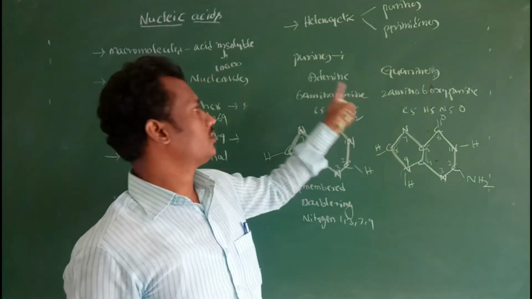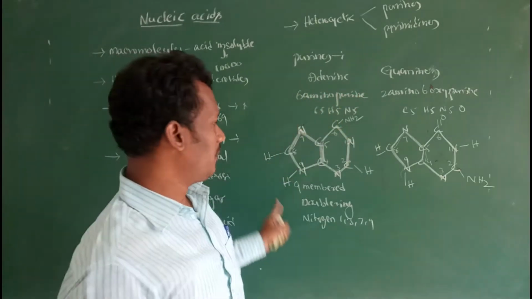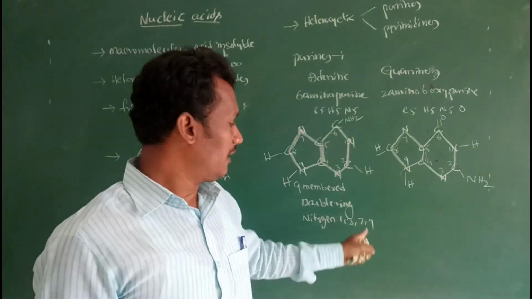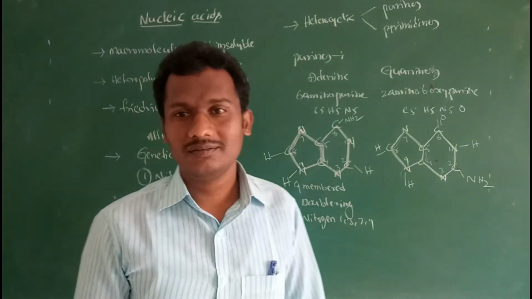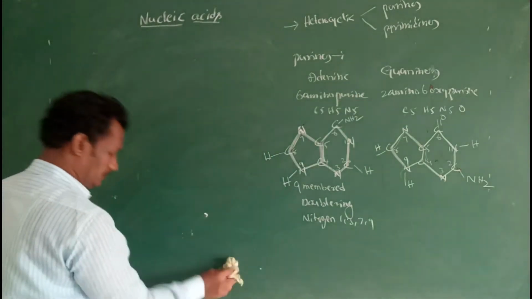So purines are of two types, adenine and guanine. These purines are 9-membered structures with a double ring, and the nitrogen positions are 1, 3, 7, 9. Next, coming to pyrimidines.